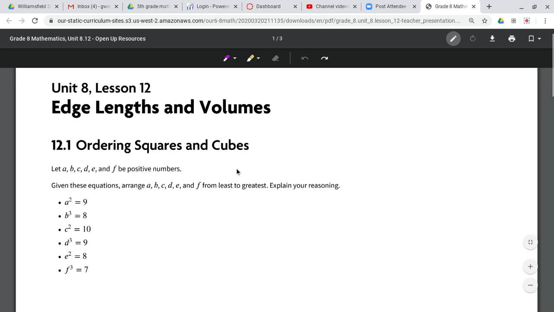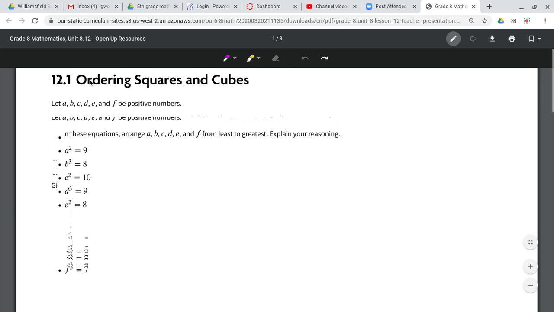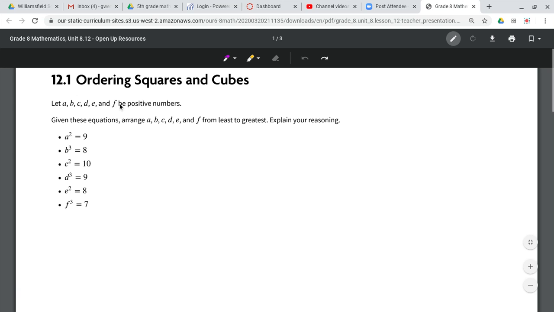Okay, so ordering squares and cubes. Let A, B, C, D, E, and F be positive numbers. So all of these are positive numbers originally. And given these equations, we're going to arrange all of them in order from least to greatest. So first off, let's find out what A, B, C, D, E, and F are by solving each of these, or coming close to solving them, giving a best approximation.